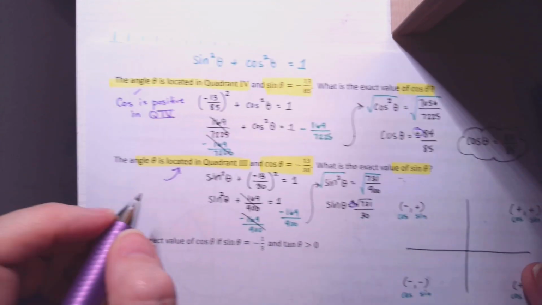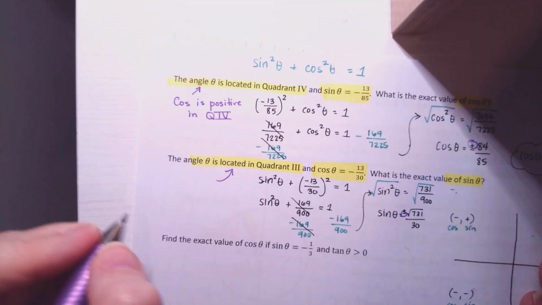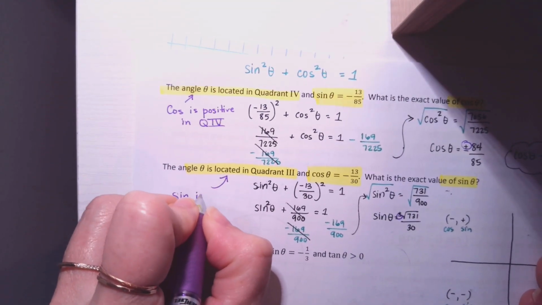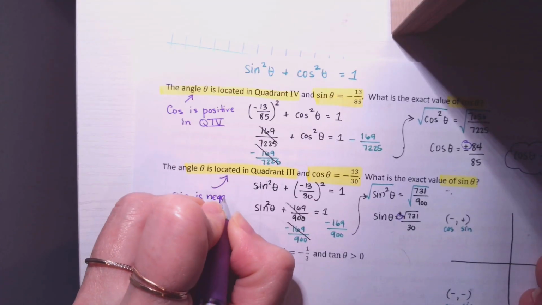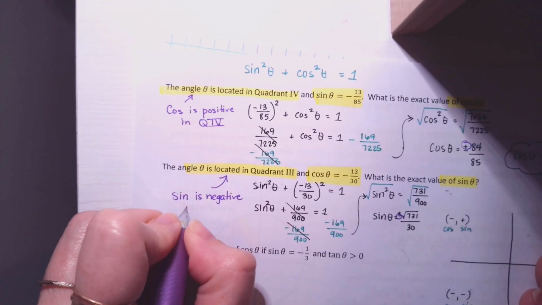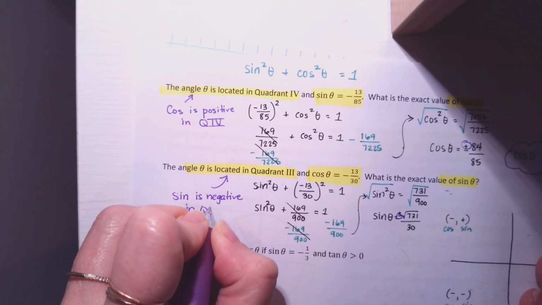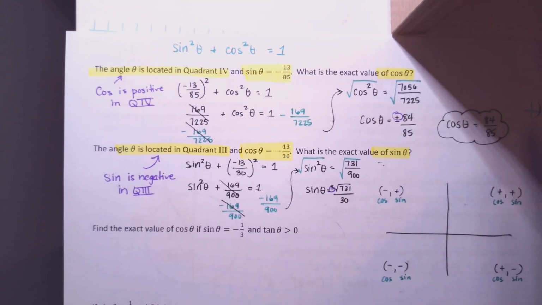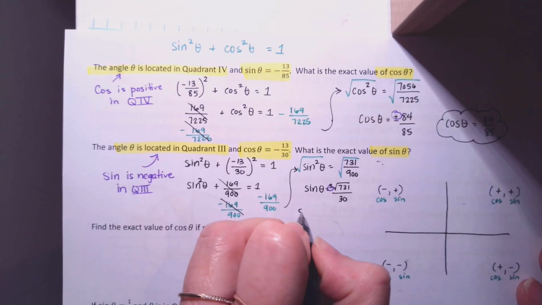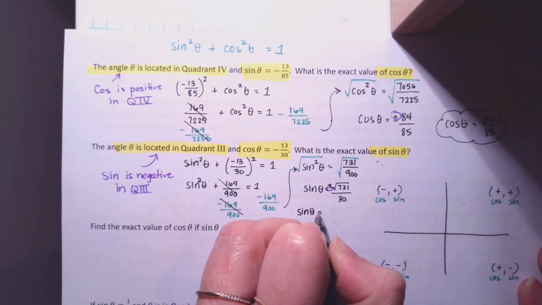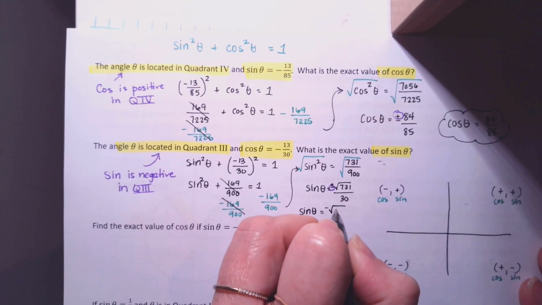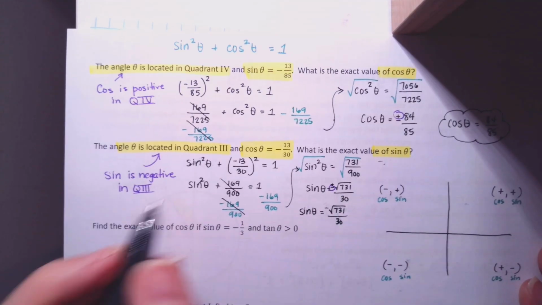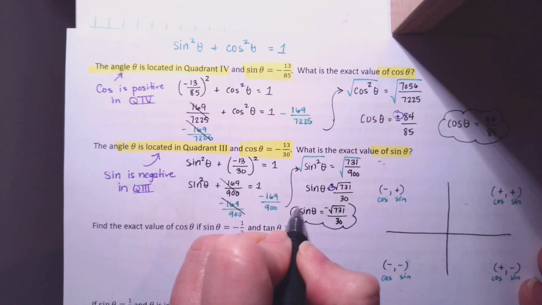I'm going to make myself a little note here. Sine is negative in quadrant 3. Got it. Okay, and then I'll write my final answer, just keeping the one negative. Sine of theta equals negative square root of 731 over 30. That is not a pretty answer.